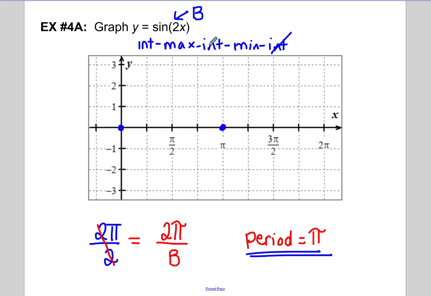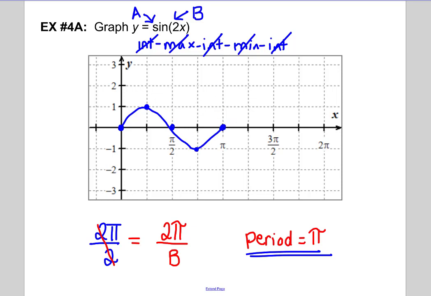So now, where is the other intercept? It's in the middle of this section, which is going to be at pi over 2. And then our a value, see the a value is 1. Our a value is 1, and halfway in between the 2 intercepts, we're going to go up 1 for the maximum. And then halfway between the other 2 intercepts, we're going to go down 1 for the minimum. So this particular graph, the sine of 2x, completes 1 cycle in pi radians.